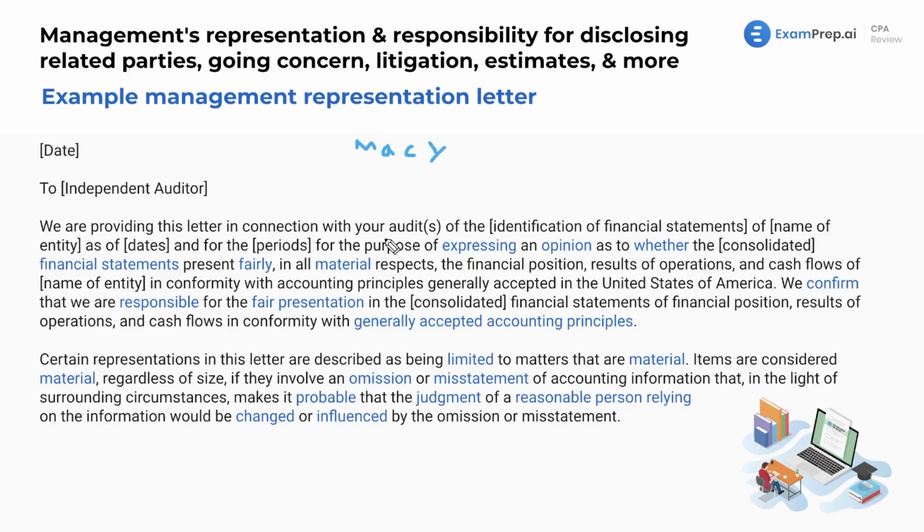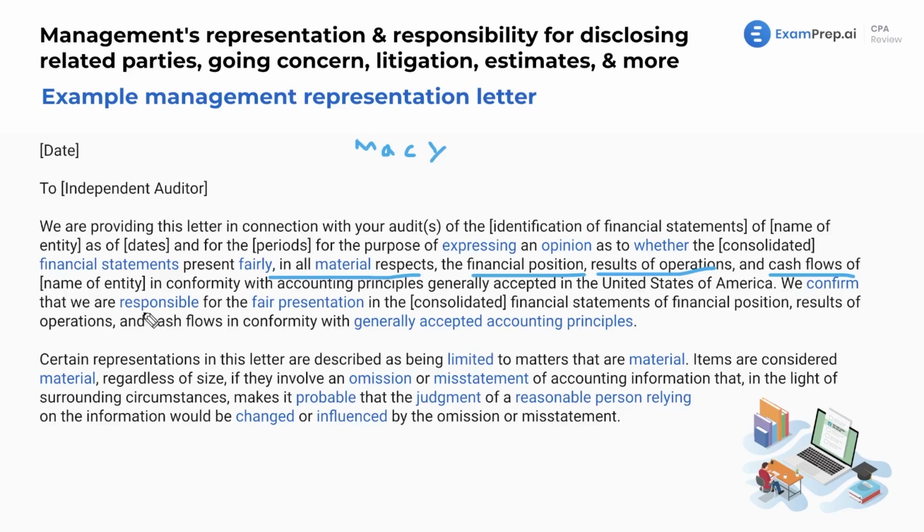We are providing this letter in connection with your audit of, let's say, the cash flow statement, the balance sheet for year one, the name of the entity for Macy's as of these dates for the periods, and what's the purpose, expressing an opinion as to whether it's consolidated financial statements or just financial statements, present fairly in all material respects. The financial position, balance sheet, results of operations, income statement, and cash flows, which these are the big three financial statements, cash flows of the entity, in conformity with accounting principles generally accepted. So GAAP, right? Kind of fun to just see the formalities and ways that they kind of talk about this.